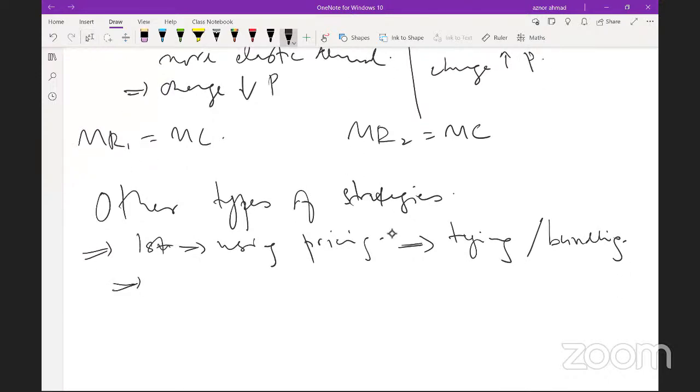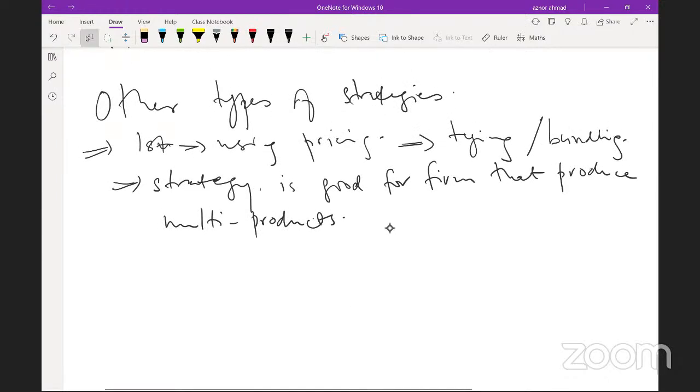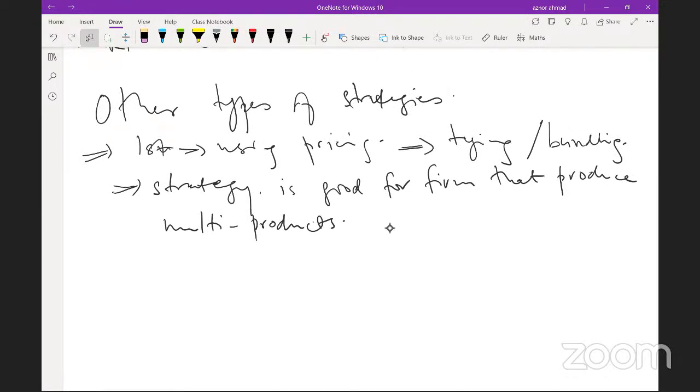And this strategy is a perfect strategy, a very good strategy for a firm that produces multi goods, multi products. Okay, so some of the firms will produce more than one type of goods. So here, if they want to sell all of their products, they will do this tying or bundling, meaning that, for example, what example is a good one?